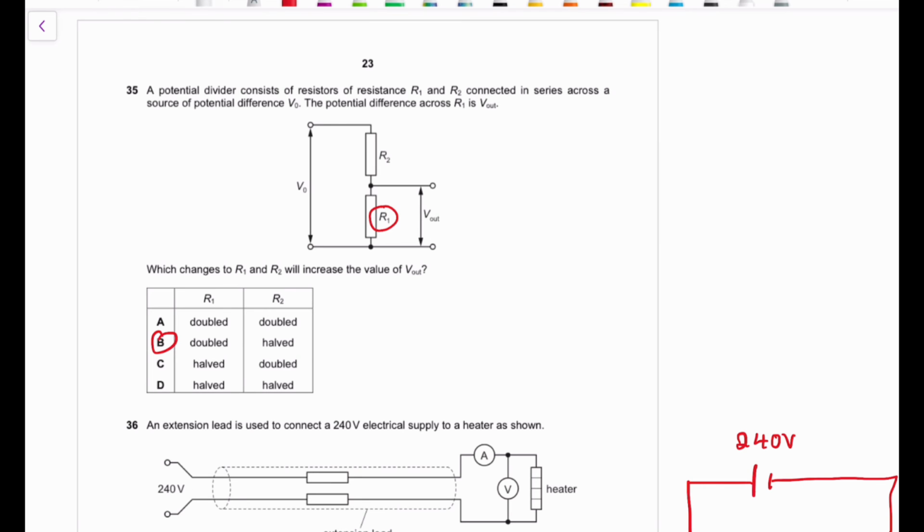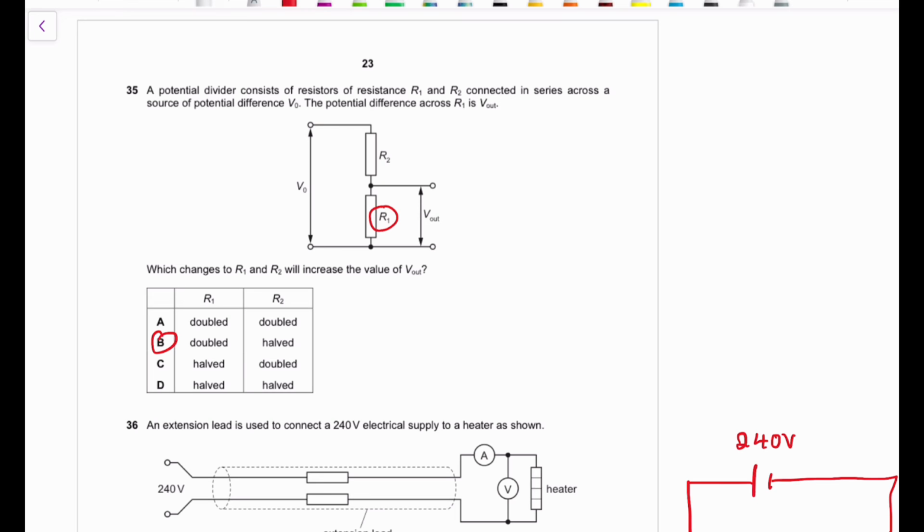We're given a potential divider that consists of resistors of resistance R1 and R2 that are connected in series across a source of potential difference V0. So we're given the potential difference across R1 to be V out, and we want to find the change that will increase the value of the voltage out.